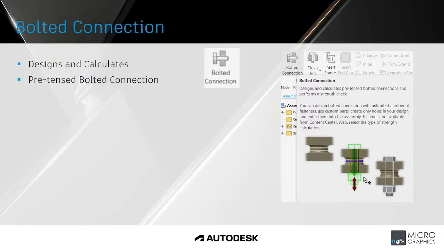You can design bolted connections with an unlimited number of fasteners, use custom parts, and create only holes in your design and enter them into the assembly. Fasteners are available from the Content Center. And as you know, Content Center is pre-loaded standards and specifications in Inventor. You can also select the type of strength calculation.